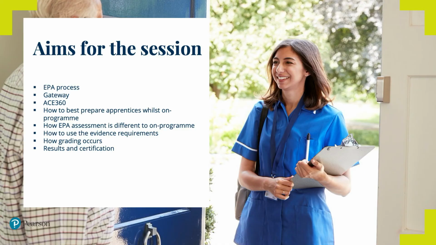In this session, we're going to cover the following aims. We're going to explore the endpoint assessment process, have a look and fully understand what gateway means, understand ACE 360 and its use within the endpoint assessment process, have a look at how to best prepare apprentices whilst on programme, and look at how the EPA assessment is different to on programme. We're then going to look at how to use the evidence requirements, how grading occurs, and results and certification.